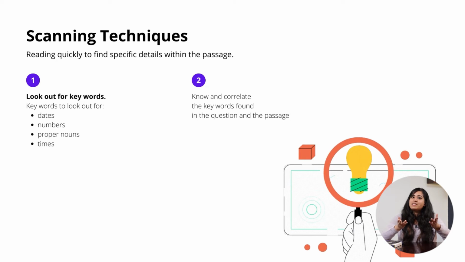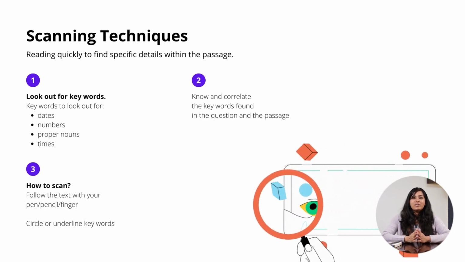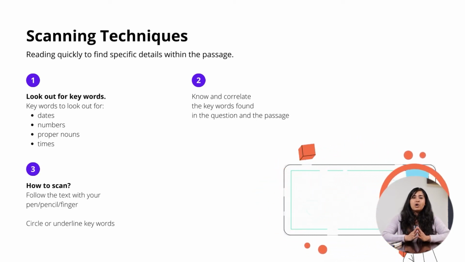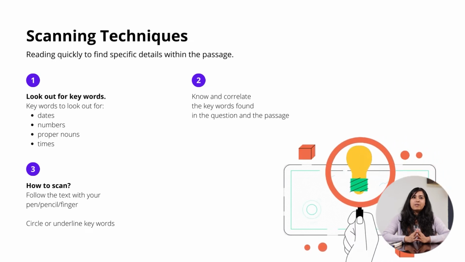What counts as keywords? You can look out for dates, numbers, proper nouns, or timings. And to scan, you can do so by glancing through with your eyes, or better yet, follow the text with a pencil or finger. You can also circle and underline the keywords.